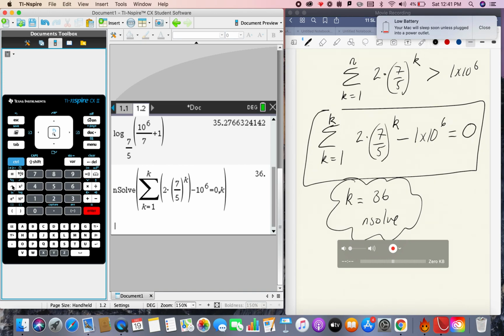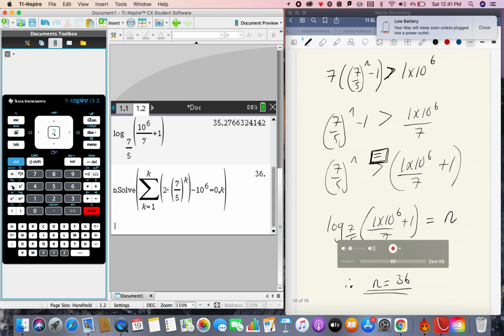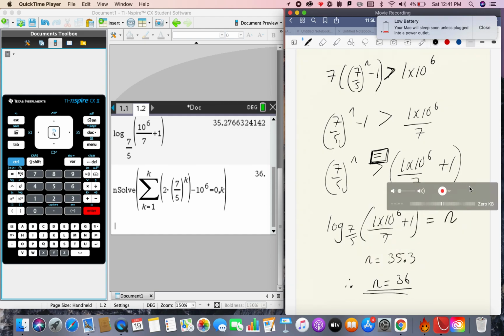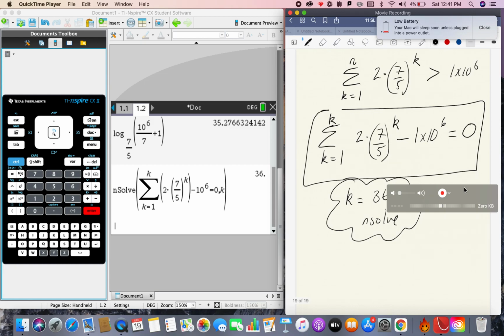I mean, look, even when we use the laws of logarithms and solve this algebraically on this page, you can see that we still had to reach for the calculator anyway. So what's the difference? Maybe we just go straight for nsolve. We know what we're doing. We set up the equation. We use the calculator efficiently. We get the right answer.